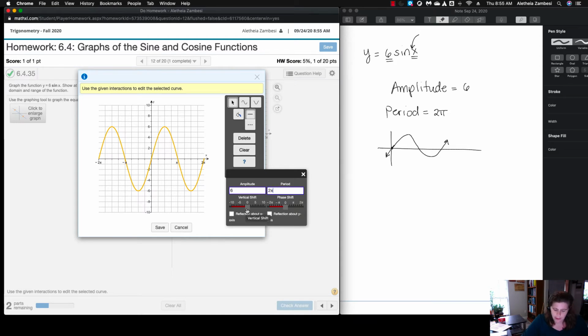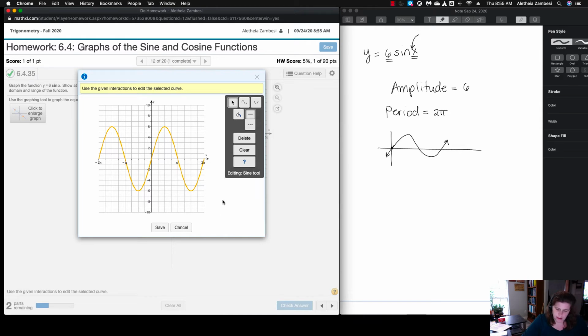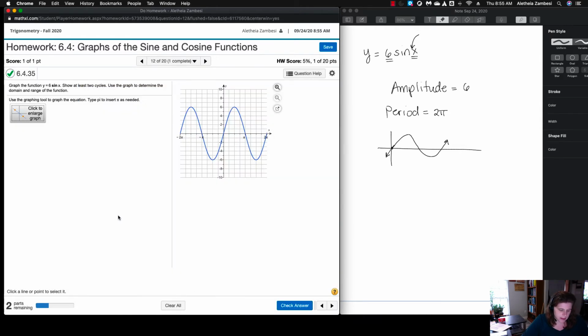Now we don't have a vertical shift, we don't have a phase shift. Those will come up in section 6.6. Once they do, this is a drag bar. So if you have a phase shift that's say pi, you drag it over to the pi. If I'm reflecting about the axes, I can click one of these reflections here as well. So this is what I want, amplitude of 6. I'm going to save it, and then I can check my answer.